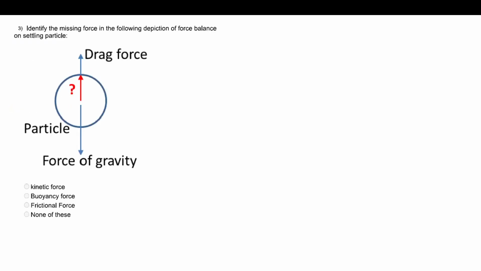Okay. So next question is identify the missing force in the following depiction of force balance on settling particle. Kinetic force. No, it will be buoyancy force. Okay, let me explain this.